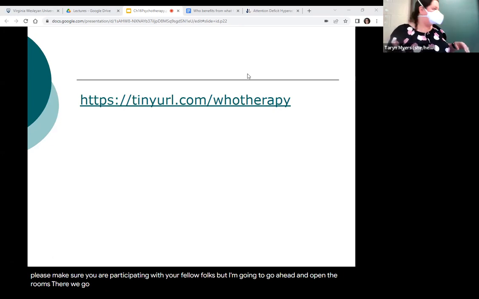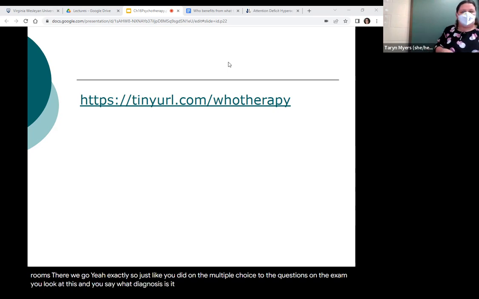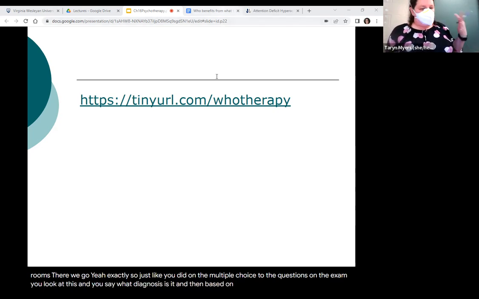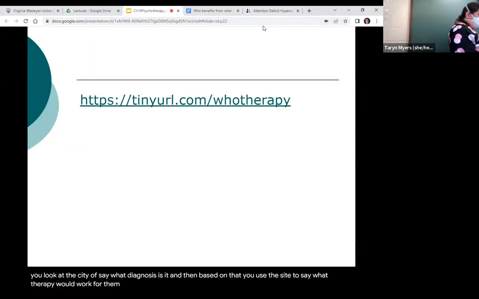So we're just giving them a diagnosis. Yeah, exactly. So just like you did on multiple choice questions on an exam, you look at this and you say, what diagnosis is it? And then based on that, you use the site to say what therapy would work for them. We're group 2. Yeah, y'all are group 2. This is group 1.